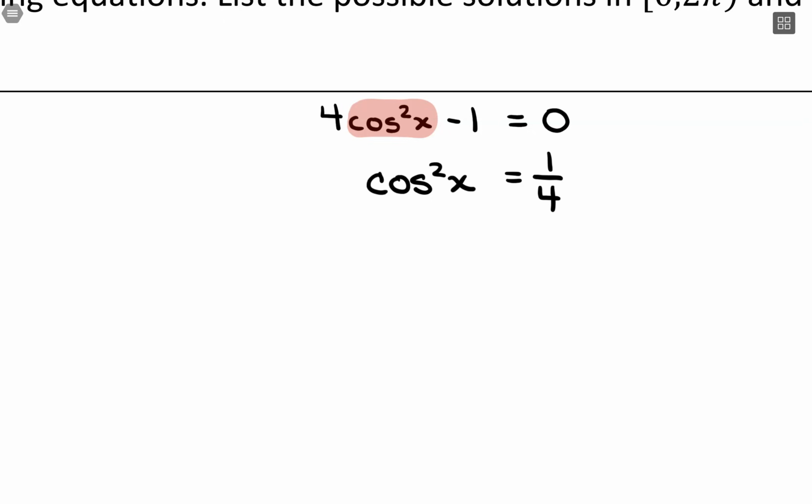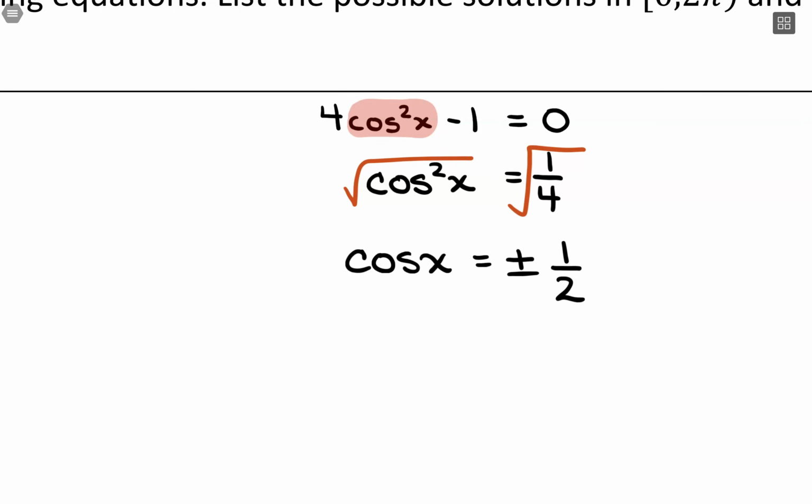Then the square root method is that I can take the square root of both sides of the equation. So square root and square root. When we do this, we get plus or minus the solution. So we're going to have cosine of x now, because the root and exponent cancel each other out, and then plus or minus, because we took the square root of both sides. So we have the positive and negative form of the solution. And the square root of 1/4 is 1/2.